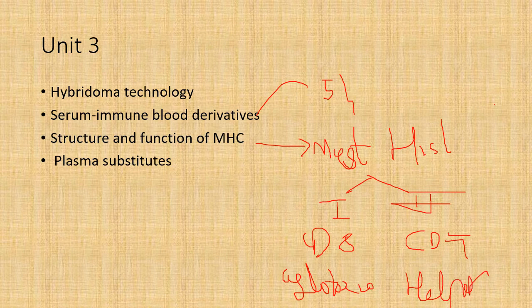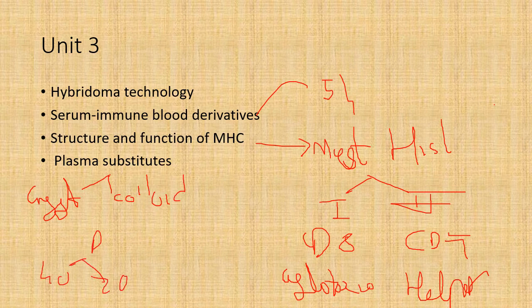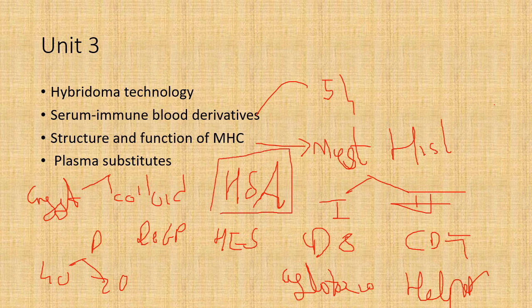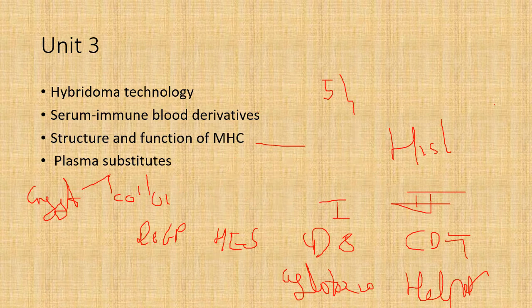Plasma substitutes are not that important, but you need to remember that there are certain plasma volume expanders, either crystalloids, that is sodium chloride, Ringer lactate, or some colloids. It could be dextran 40 or 70. It could be degraded gelatin polymer. It could be HES, that is the hydroxyethyl starch, or it could be human serum albumin, that is HSA. There are two terms, bovine serum albumin and human serum albumin. Human serum albumin is quite useful. So that's all from unit number 3.